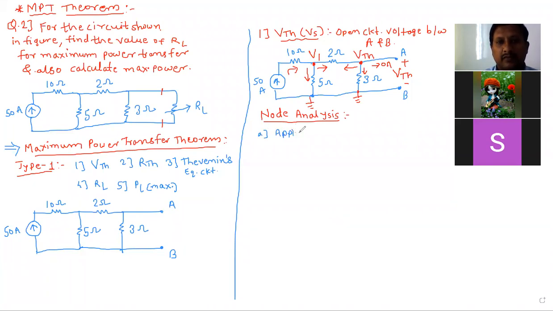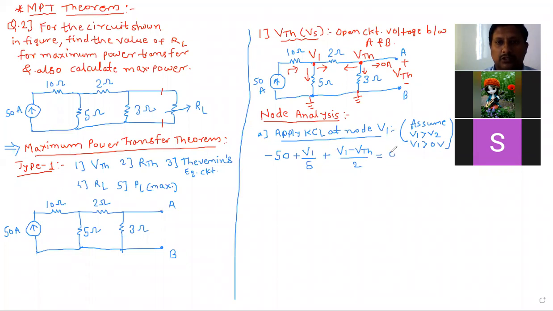Apply KCL at node V1. So assume V1 is greater than V2 and V1 is greater than 0 volt. Only for two branches you have to assume, because the third branch is the current itself. So minus 50, that is already current. Next plus V1 divided by 5. Next plus V1 minus VTH divided by 2 ohm is equal to 0.